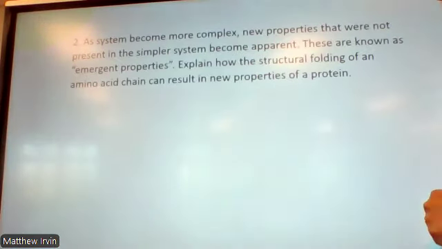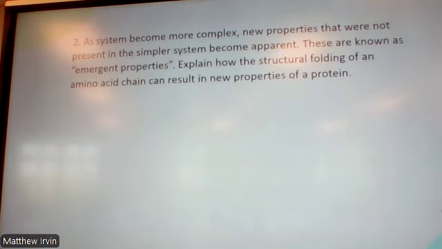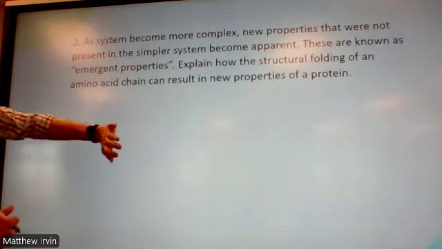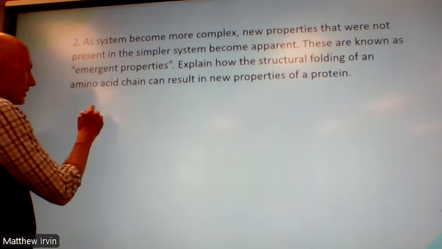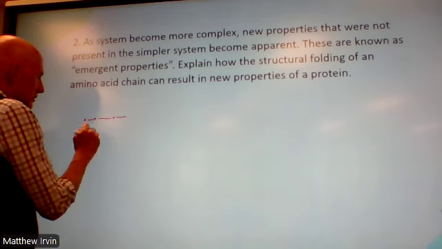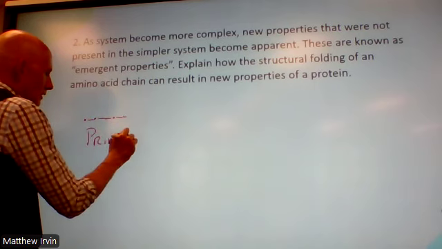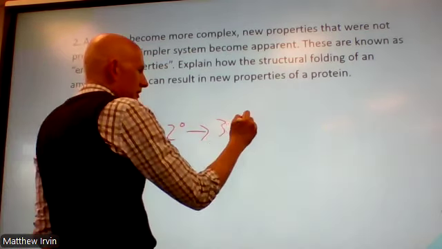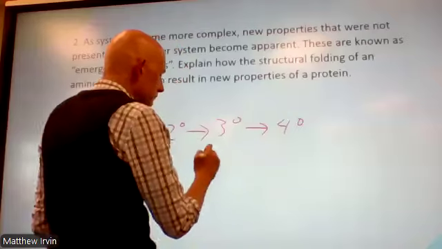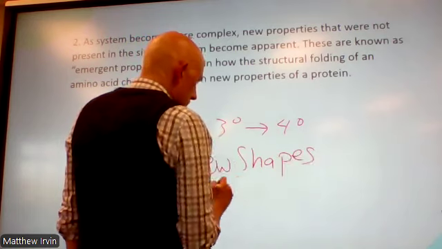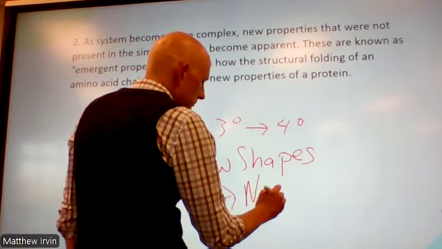Humans. All right, as systems become more complex, new properties that were not in the simpler ones become apparent. So these are emergent properties. So, structure folding of a protein. Again, we've got that primary structure, just the sequence of amino acids. As this folds from primary to secondary to tertiary to quaternary, we get new shapes. New shapes mean new functions.